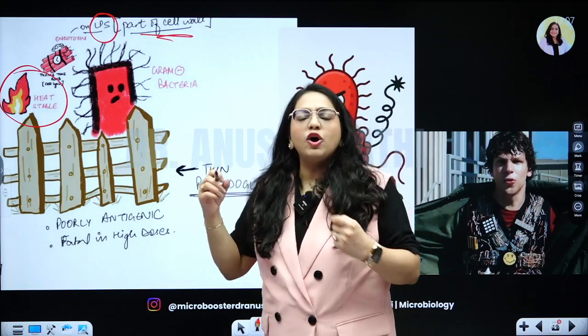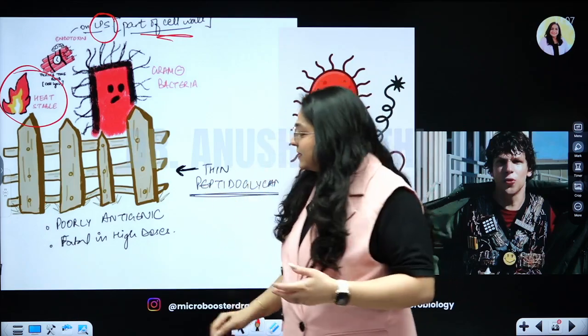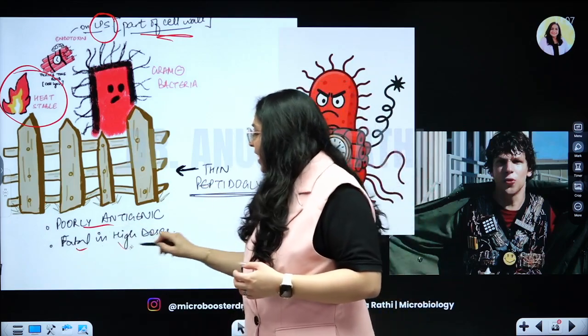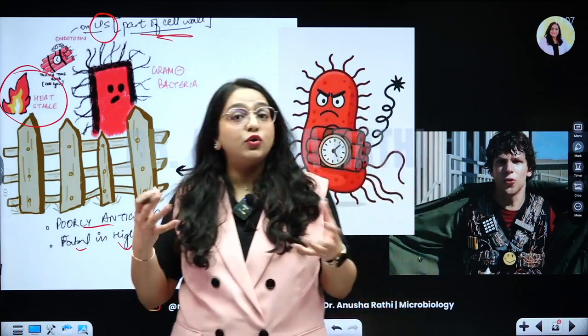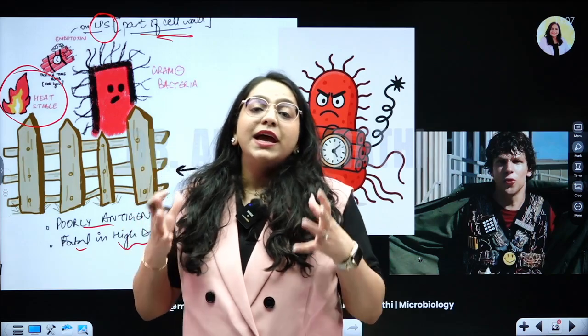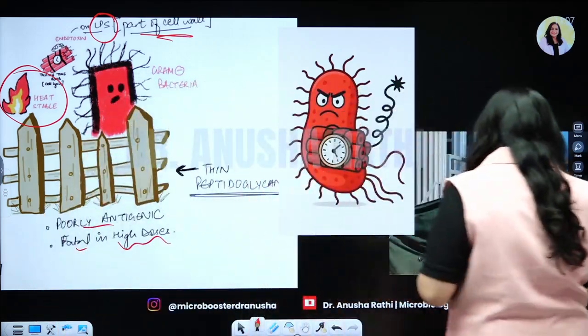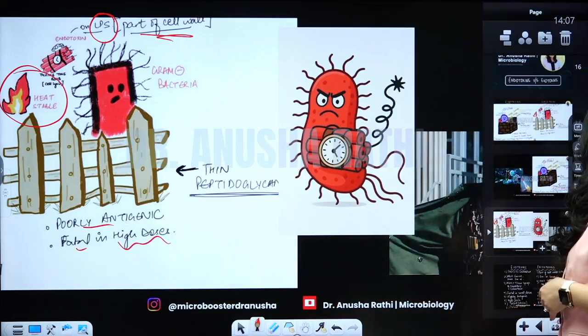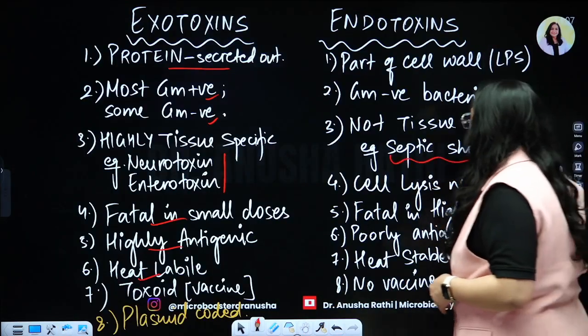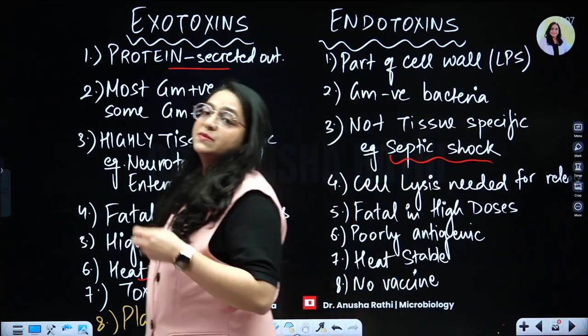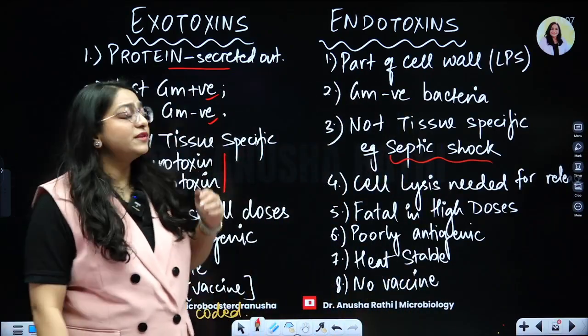And exactly opposite to the exotoxins, this is poorly antigenic and fatal in high doses. So lots and lots of endotoxins need to be produced in order to lead to fatal disorders. But an important thing to remember here is that this is the one which is responsible for the septic shock shown in our bodies by the gram-negative bacteria. So now the differences are very easy.